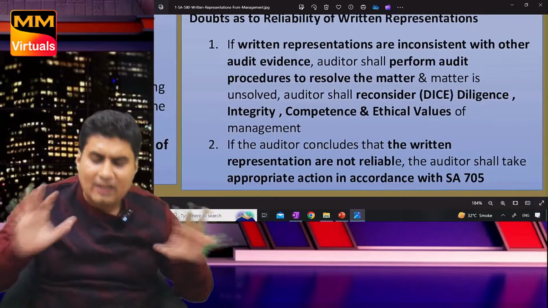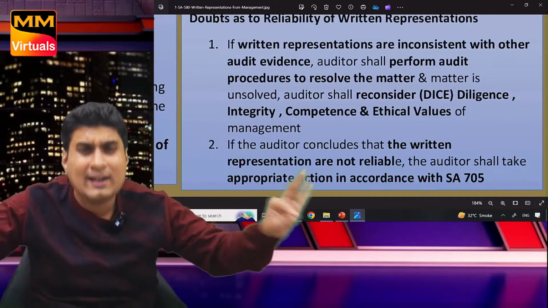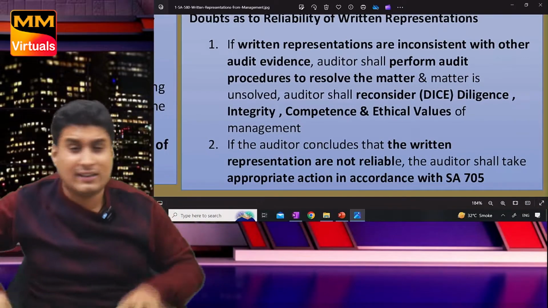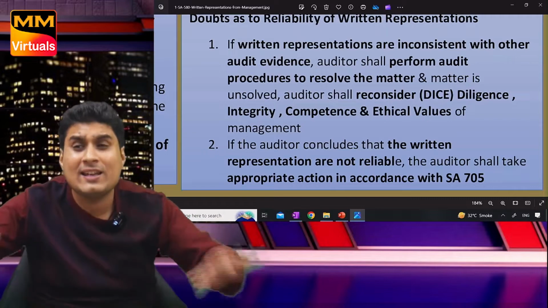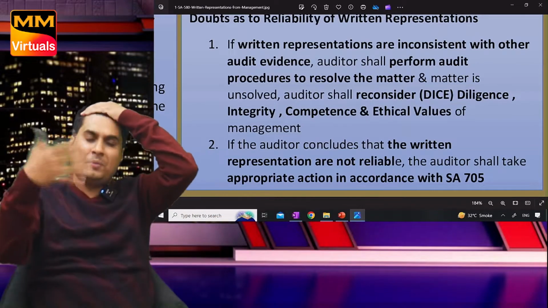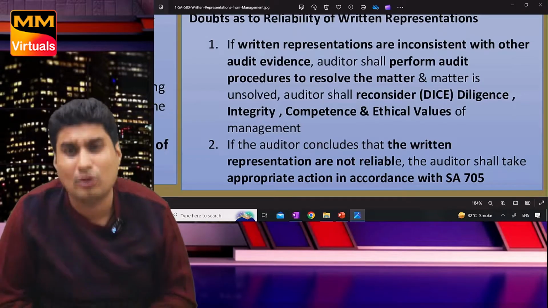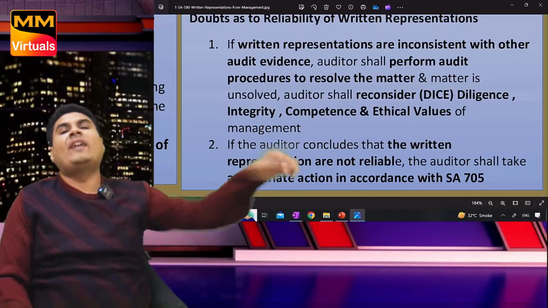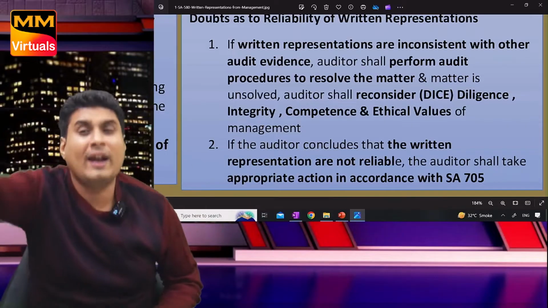If the auditor concludes WR are not reliable, if you feel WR are not reliable, they have given everything but nothing is reliable, everything they have told is false, then take appropriate action as per SA 705. If you feel mistakes are material, then a qualified report, or if material and pervasive, an adverse report will come.